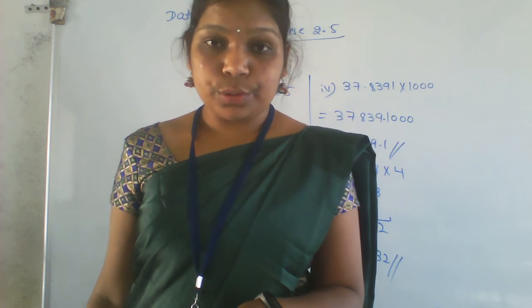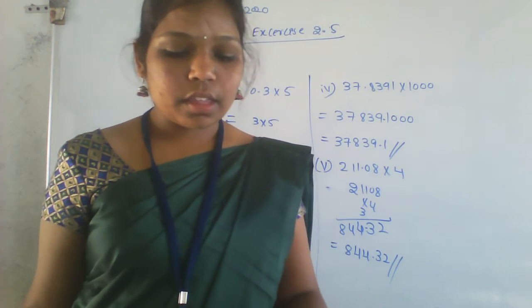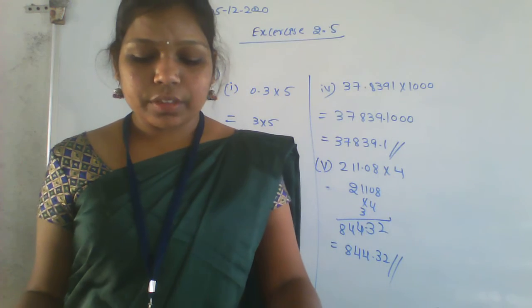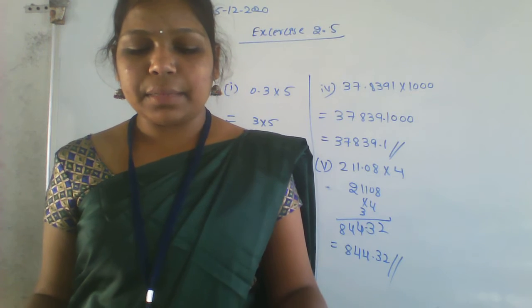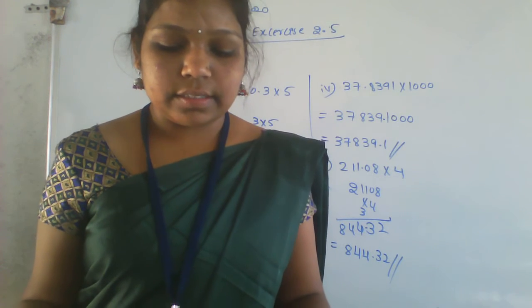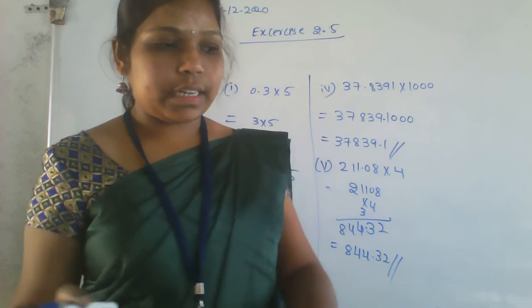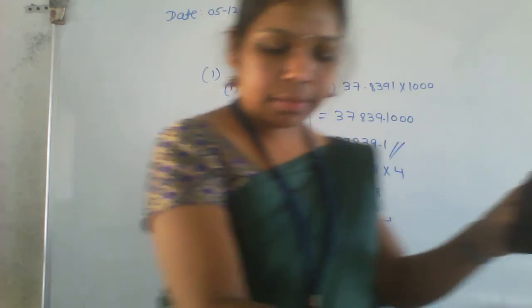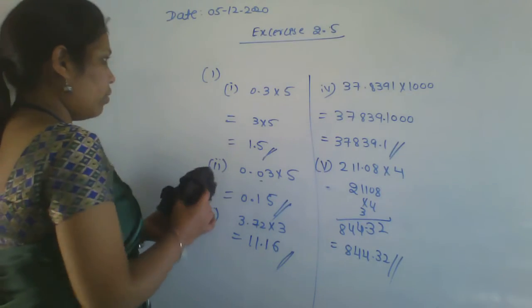Next, sixth one, do it yourself. Next one is the second main. All are multiplied with 10, 100, 1000. Okay. So I'll show 3 examples. You will come to know that.